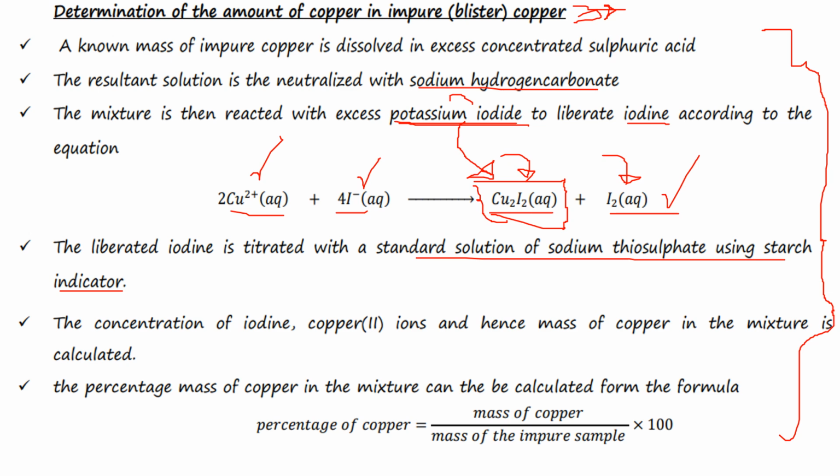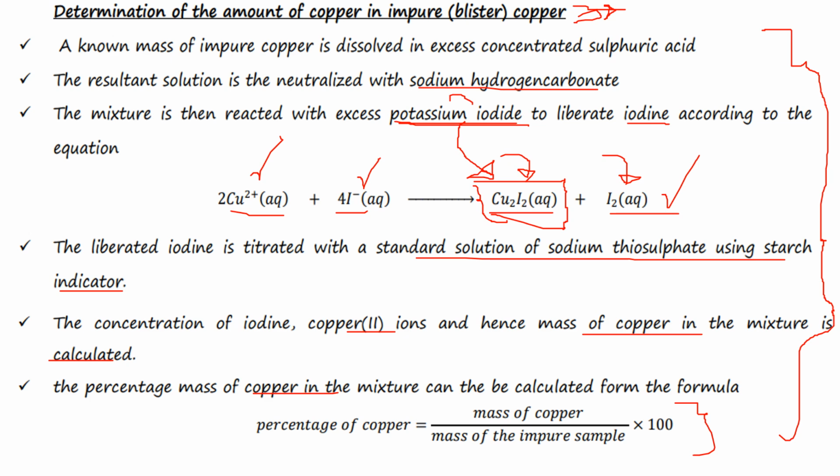Proceeding, the concentration of iodine is thus obtained, together with that of the copper(II) ions, and hence the mass of copper present in the mixture can be calculated. So the percentage mass of copper present in that mixture is obtained by the following formula.